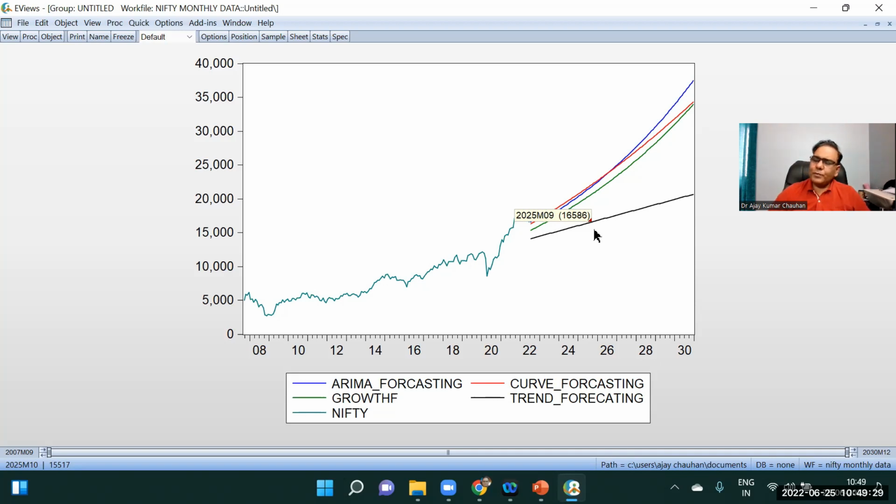ARIMA forecasting is found to be very accurate in case of demand forecasting, sales forecasting, and economic forecasting. ARIMA forecasting is highly useful and applicable in the industry, and they are trying to predict the future value in the same way which I explained. So this is the ARIMA forecasting. And if you want to forecast for the next month, you can do simple static forecasting.